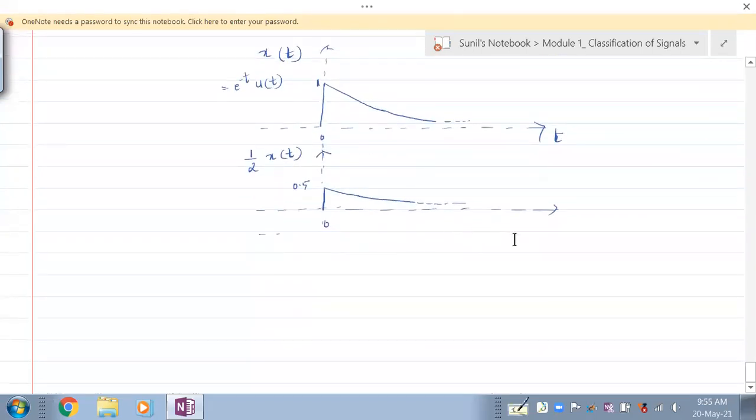Then along with half x of t, what else do we need? Along with half x of t, we also need half x of minus t. Half x of t is there. Can you sketch half x of minus t? See, it's the reflection. What is reflection? It is just this.